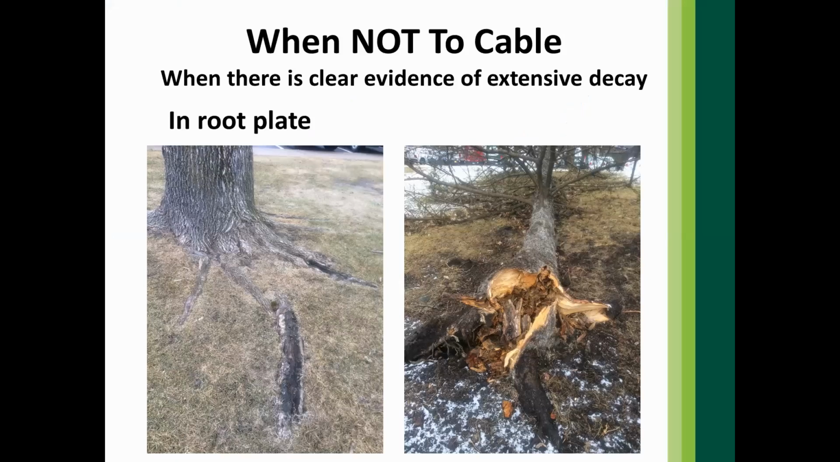Another time when we probably shouldn't be cabling, or actually definitely should not be cabling, is when you have really clear evidence of decay in the root plate, because you could do everything possible to support the crown, hold that together, but if the foundation of the house, so to speak, is not sound, then the whole tree blows over. Maybe actually the cable system was so good it held the crown together that it helped to act like a lever to pull the root plate right out of the ground because of this decay.